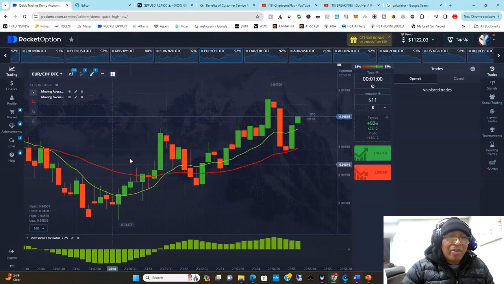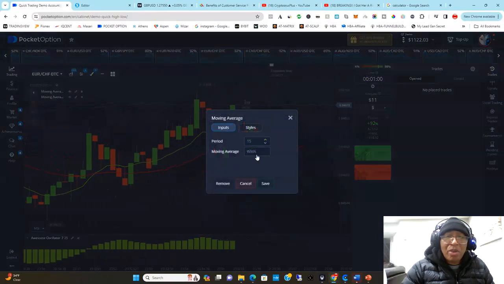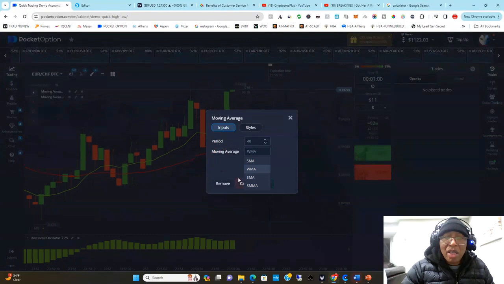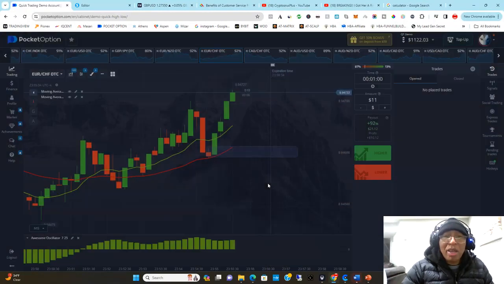Again, very, very simple strategy, beginner friendly, 2 moving averages, and it's this type of moving average, WMA. Okay, WMA. There are many different types of moving averages. You can see here we have the SMA, the WMA, the EMA, and the SMMA. Okay, but we are using the WMA, guys.